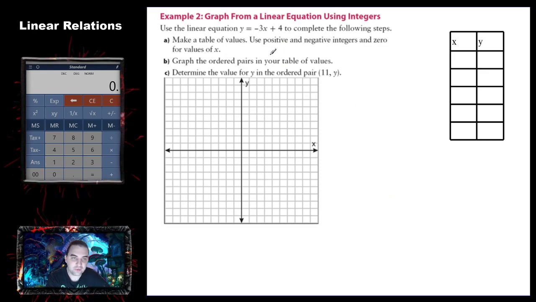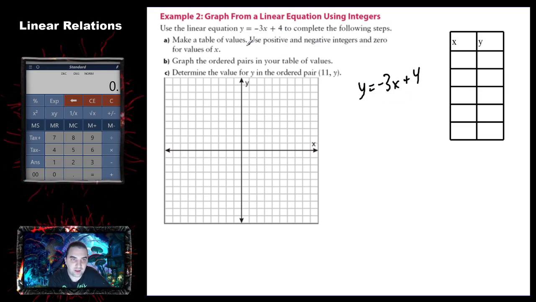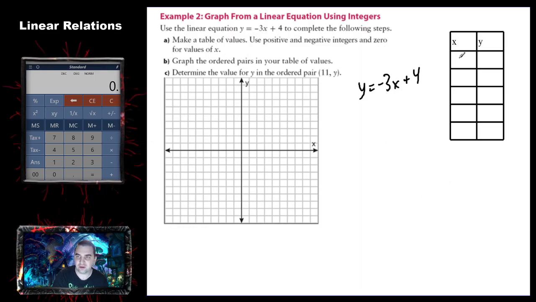Okay, example 2. This one I'm doing with you. Linear equation, y is equal to minus 3x plus 4. I'll just write it here so it's bigger. Make a table of values. Use positive and negative integers and zero values for x. Okay, so what I mean there is, in the previous example, we're just thinking about positive time. But that's not always the case. There are negative examples too.